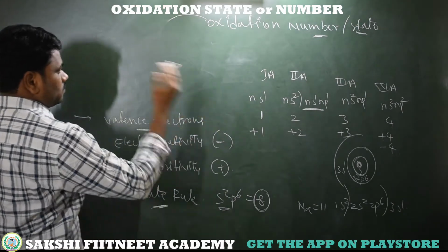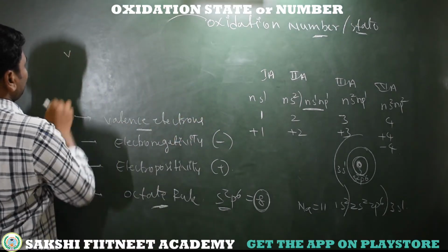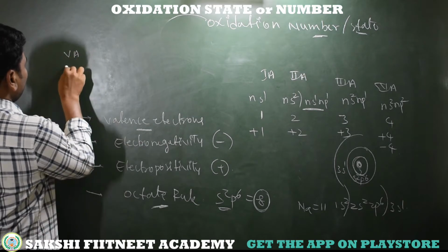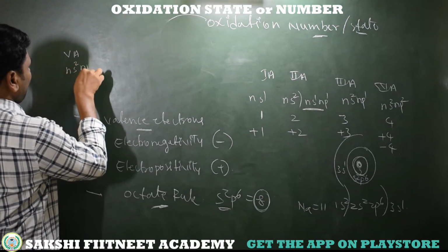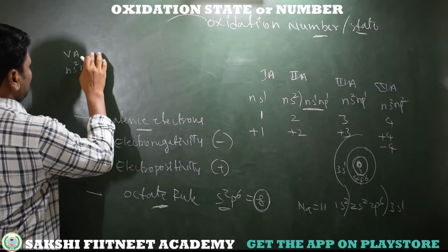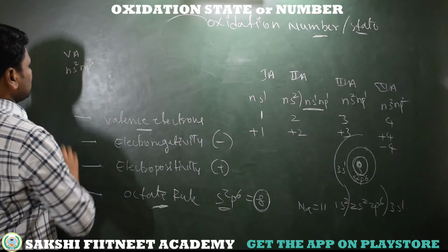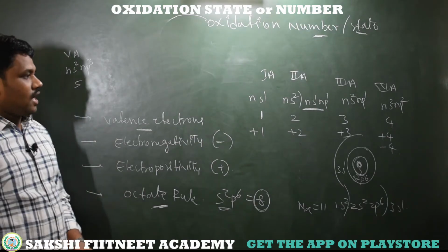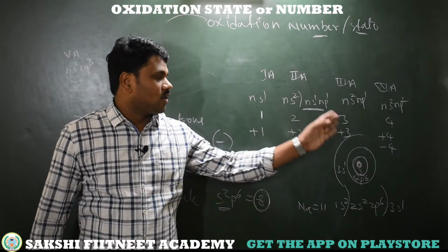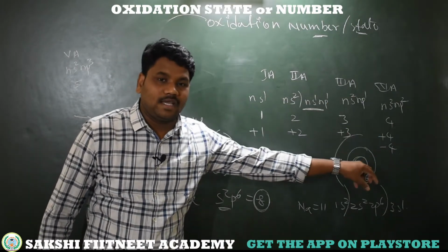I am writing the other groups here. See here, what about the fifth A group? What is the valence configuration? It becomes ns2 np3, and this is a stable configuration. Due to having 5 valence electrons, these fifth group elements slowly convert into non-metallic character.